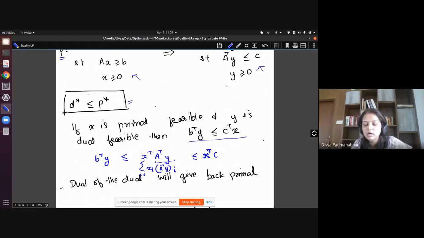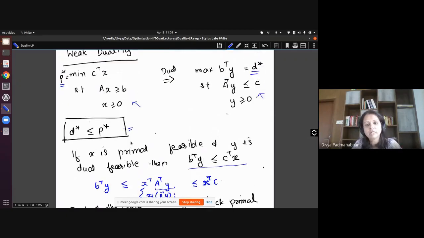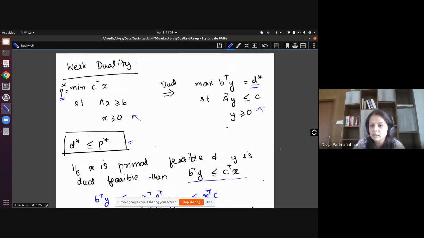Another thing to note is that these duals are symmetric, in the sense that if you take this dual problem, the maximization problem, and try to write its dual, you will get back the original primal problem. You should try to see that, maybe try it out later. That will also give you some practice with this.